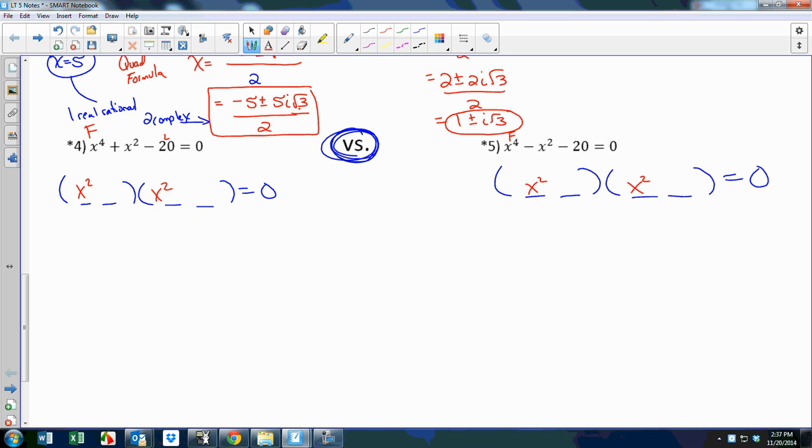The L, the negative 20, it's the same in both. So things that multiply to make negative 20, but in number 4, add to make 1. That'd be negative 4 and positive 5. In number 5, your middle term is negative x squared. So it's things that multiply to make negative 20, but add to make negative 1. That would be negative 5 and positive 4.